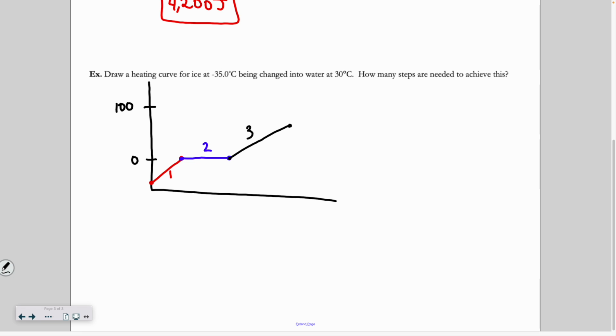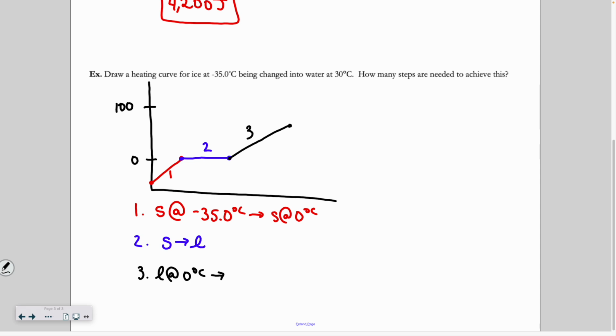So really quickly, I know the question didn't ask you to do this, but I'd love to see you guys do this, especially for the practice. Your first step is to go from a solid at negative 35 to a solid at 0 degrees Celsius. Okay? Then your next step, step 2, is to go from a solid to a liquid. Remember, temperature here doesn't matter because you're not changing temperature for step 2. And then for number 3, you're going to go from a liquid at 0 degrees Celsius to a liquid at 30 degrees Celsius.